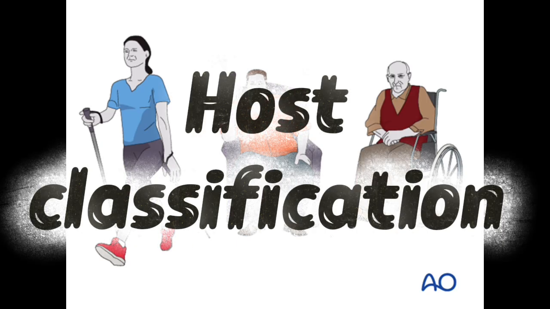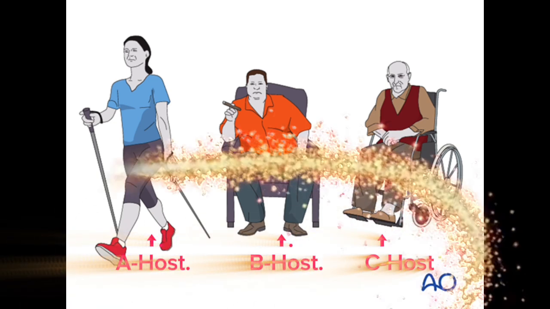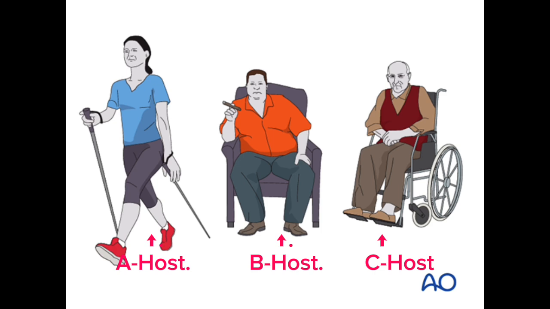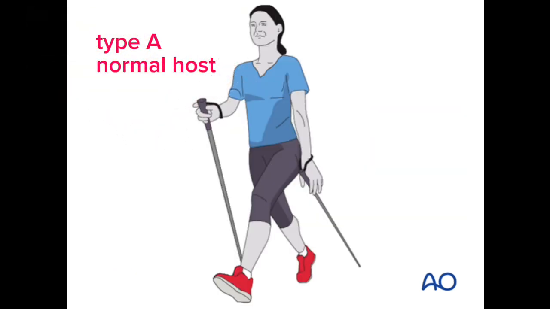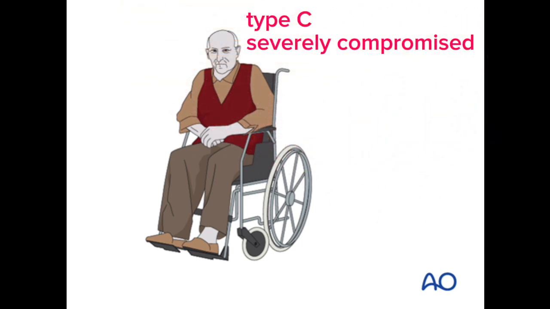First is host classification, which we call physiologic staging. They divided the host into A host, B host, and C host. Type A is normal host. Type B is compromised host. Type C is severely compromised host.